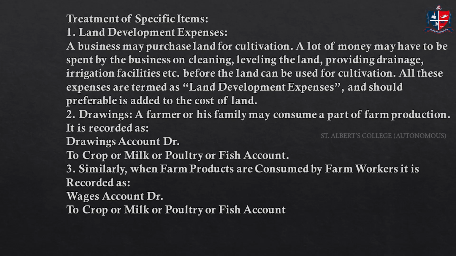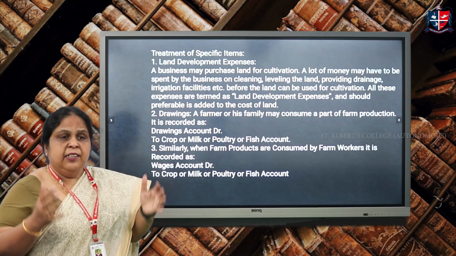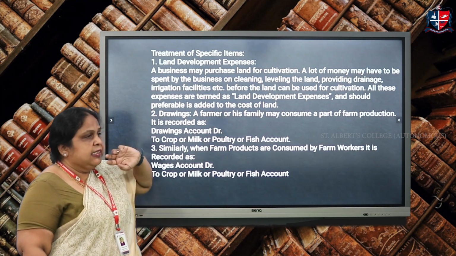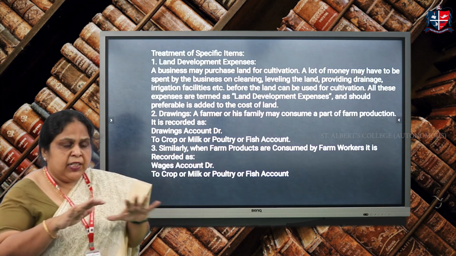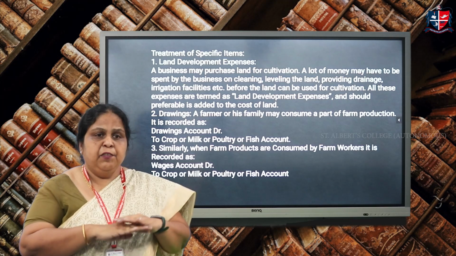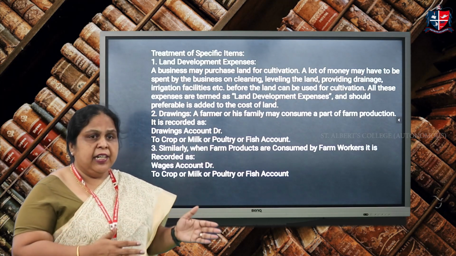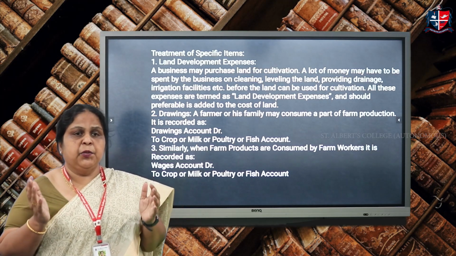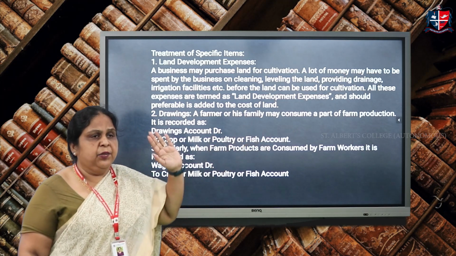So, how do you treat certain specific items? For example, you have a lot of expenses on developing a land. So, you collectively put it under land development expense, and that is added to the land cost. What are the expenses that can come for the land? If you have to clean an entire area, if you have to level it, you have to provide drainage, if you have to give it good cultivation, all those expenses you put under land development expenses and add to land.